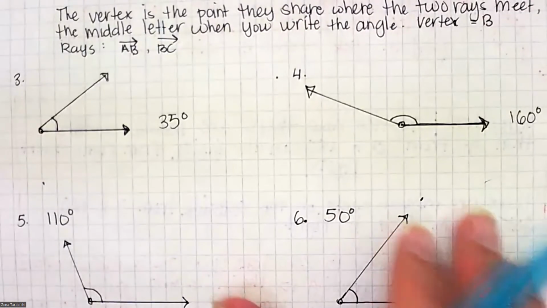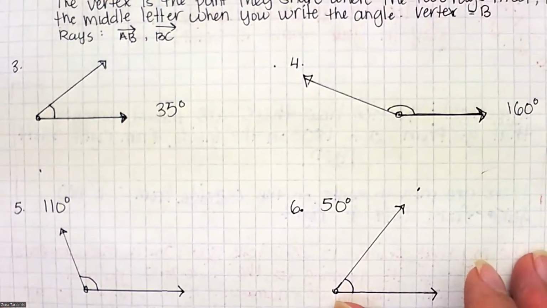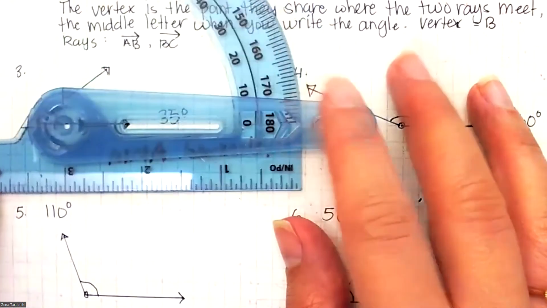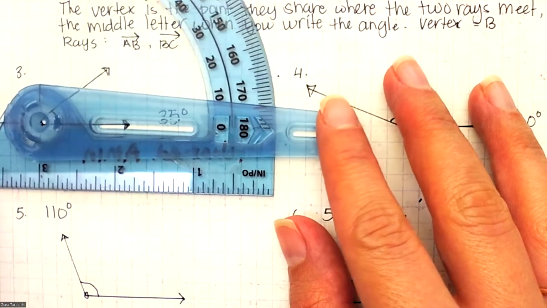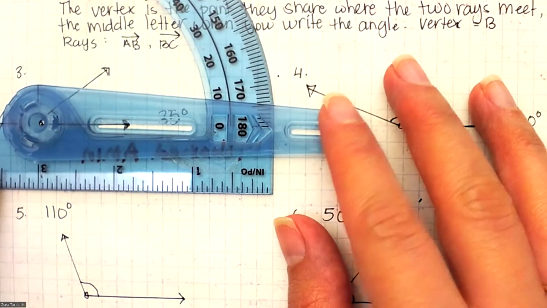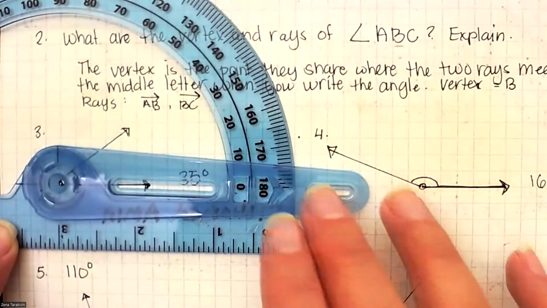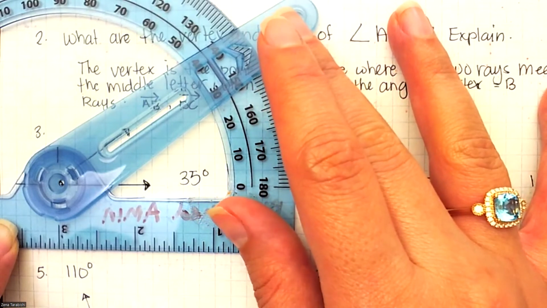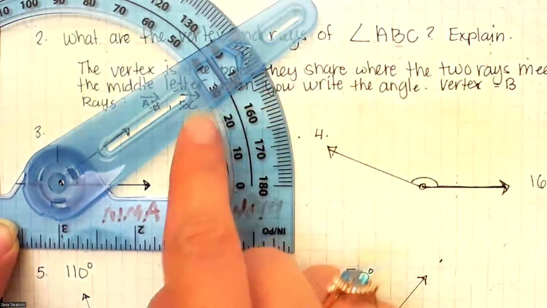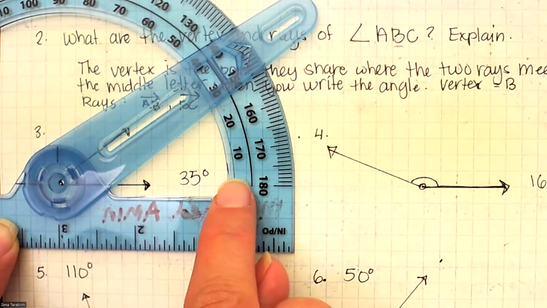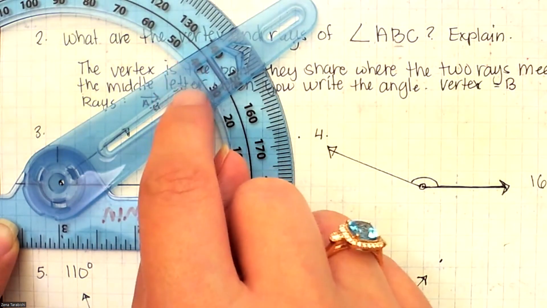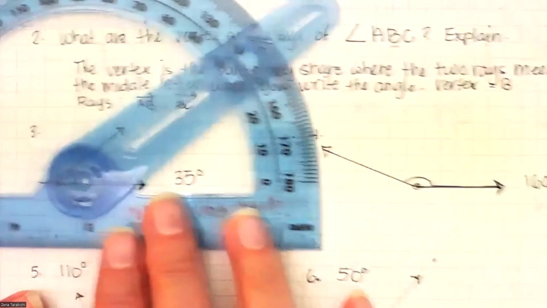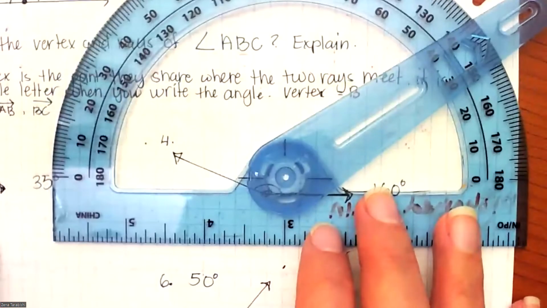For numbers 3, 4, 5, and 6, what we're doing is we're measuring angles. So again, you can take a protractor, line up the vertex, line it up with the line on the paper, and then use your little swivel if you have one. We can see this is, since we're pointing at the inside 0 over here, right in between the 30 and the 40. So right in between 30 and 40 is 35 degrees. That's an acute angle.